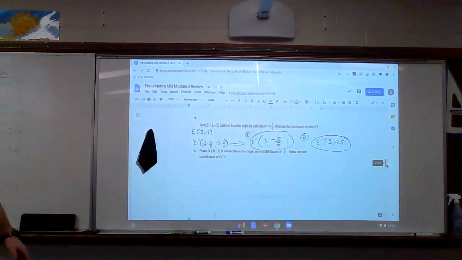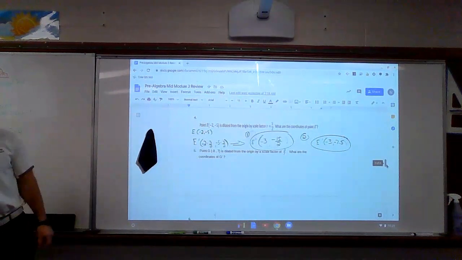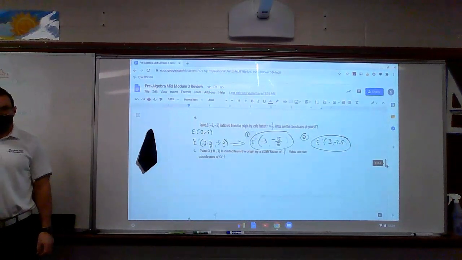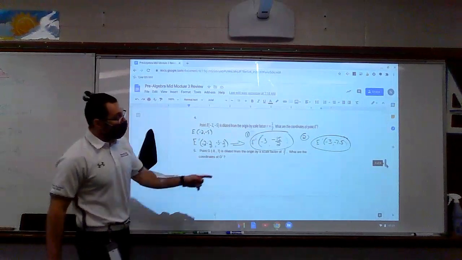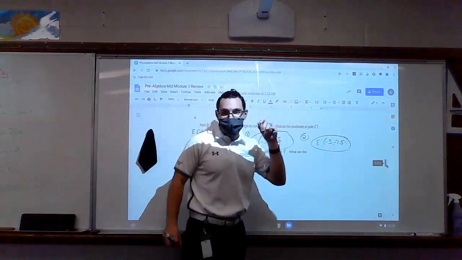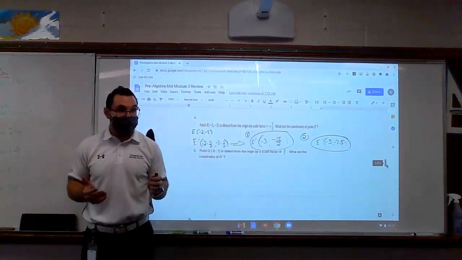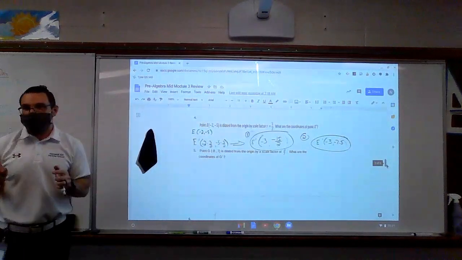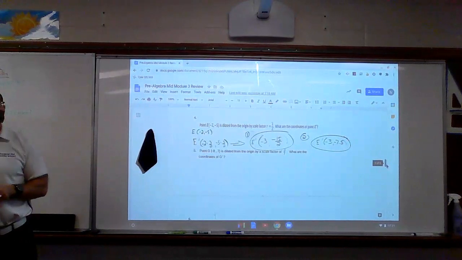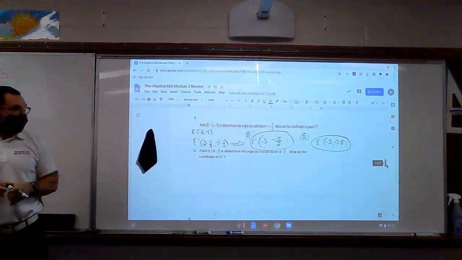Which option would be better if I asked you to graph it? 1 or 2? Good, Katie. 2. 2 would be the better option because we know how to graph 7.5 better than we know how to graph 15 halves, even though it's the same thing. Remember, looks different, has the same value. Those are equivalent. Question so far.